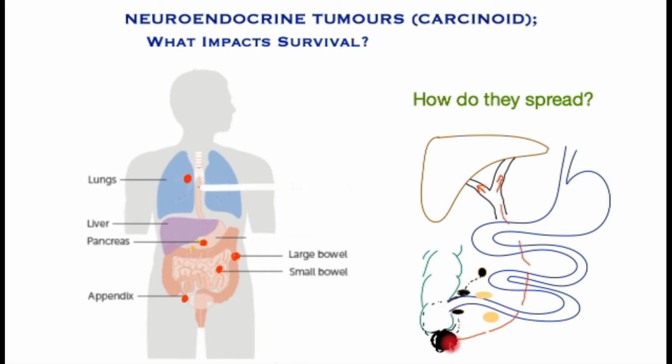And finally, tumor cells also spread through the blood and enter the bloodstream and find a home in the liver, forming separate deposits within the liver over time. They can, of course, spread to other organs such as the lungs, the brain, and the bones.